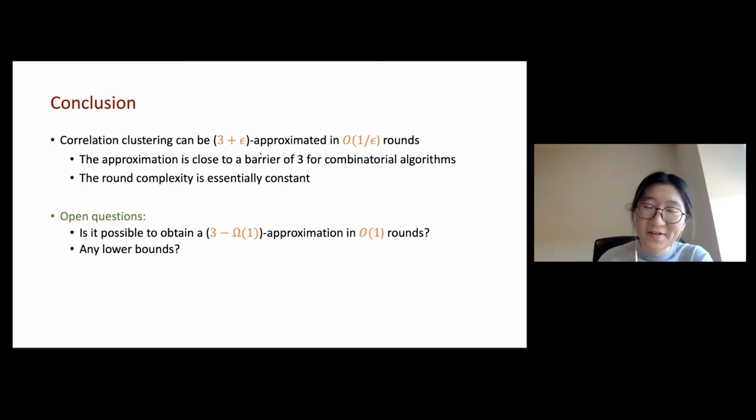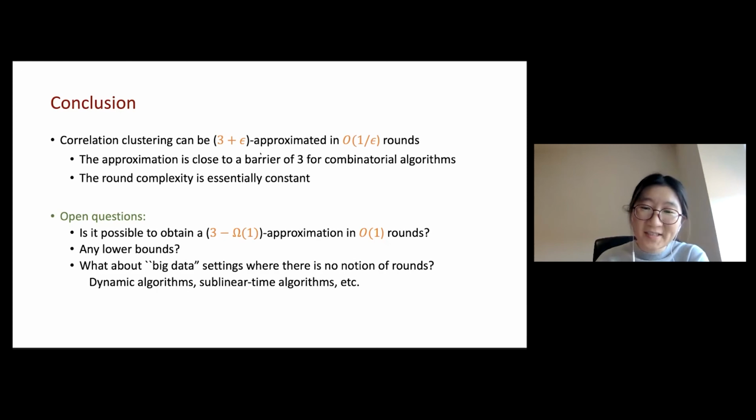It will also be very interesting to see if there are any lower bounds we can show for the correlation clustering problem. And finally, can we get any results for other big data settings where there's no clear notion of rounds? For example, can we get efficient algorithms with good approximations in the dynamic setting or in the sublinear-time algorithm setting, and so on?